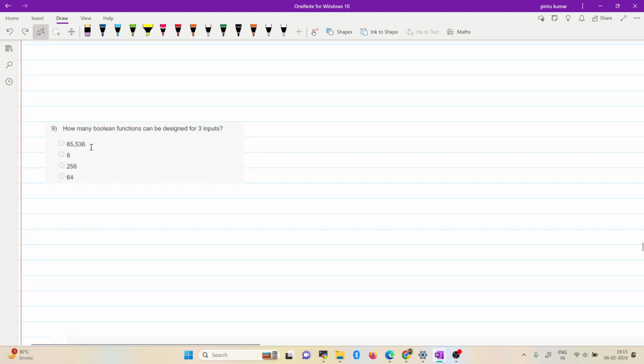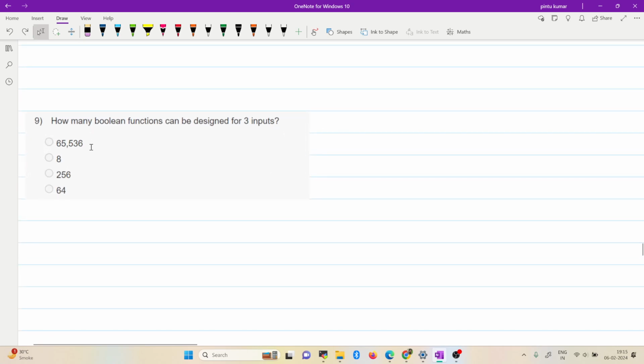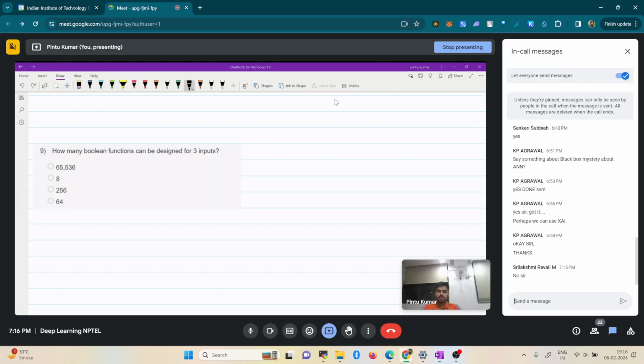There are these kinds of questions in this year's assignment, so I have included a few of them. The question is, how many Boolean functions can be designed for 3 inputs? Option A.